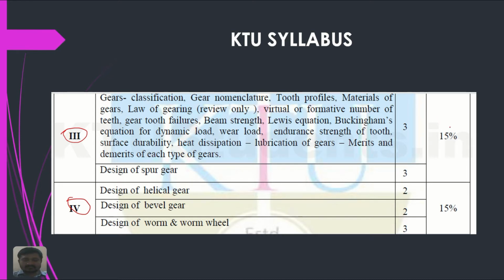When we take the total question distribution, we can see 15% is from the third module and 15% is from the fourth module. That is a total of 30%, or 30 marks out of 100, from the gear sections in the examination. The question pattern will have a theory part in the first question, and in the second question there will be spur gear design. For the fourth module there will be helical gear design, bevel gear design or worm wheel design as an OR question, either of the two accompanied by some theory.